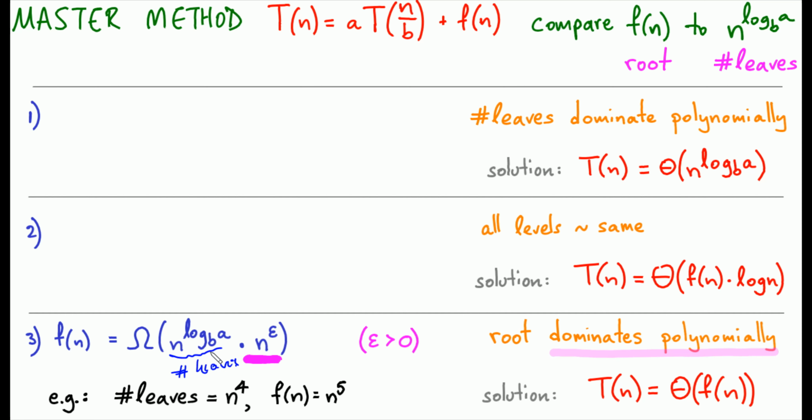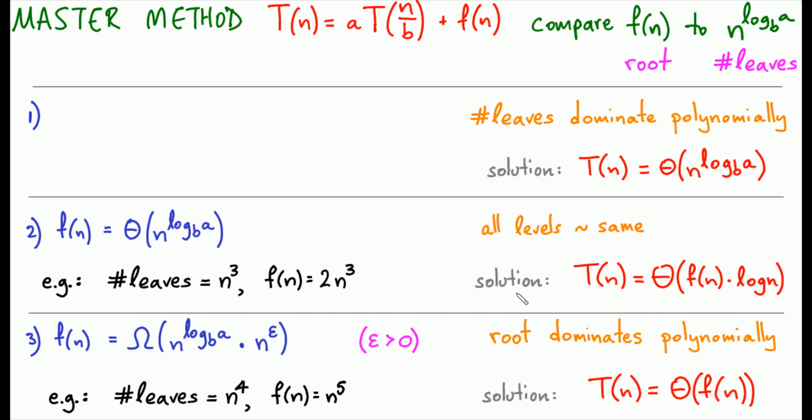You're saying the number of leaves can be a lower bound for this case, but since the root dominates polynomially, you just add some n to the power of epsilon. Epsilon is something really small, close to 0, but greater than 0. So there's some small difference, which means this function is going to be omega of n to the power of log base b of a, the number of leaves, times n to the power of epsilon, which is negligible. But in the end, you can write your function like this.